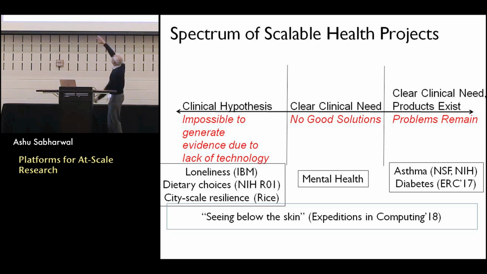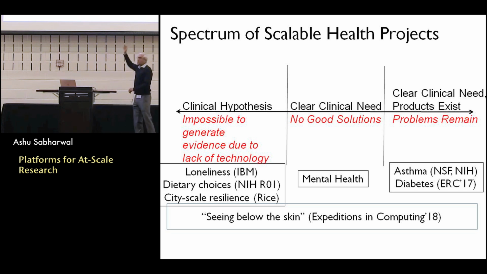Then we have a whole big spectrum in the middle where there are clear clinical needs but no technology solution. Mental health is our big focus there. And then what we call the clinical hypothesis space, where there are hypotheses but there is no way to actually conduct these studies because there are no tools to answer those questions. And there we have what I call really forward-looking questions: trying to measure loneliness, how we make dietary choices, and how we do city-scale resilience testing.